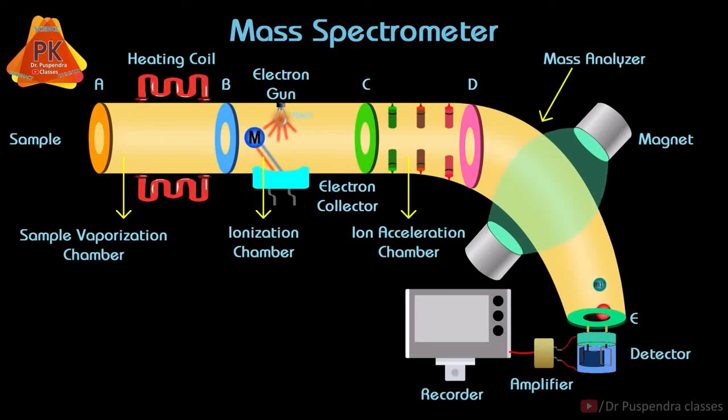Now these molecules will be detected by the detector, and here photomultiplier tube is used as a detector, and ultimately this signal will be transferred towards the amplifier. Amplifier will amplify these signals, and finally it will be recorded in the recorder, and we will get the mass spectrum. So this is the complete explanation about mass spectrometer and its working.